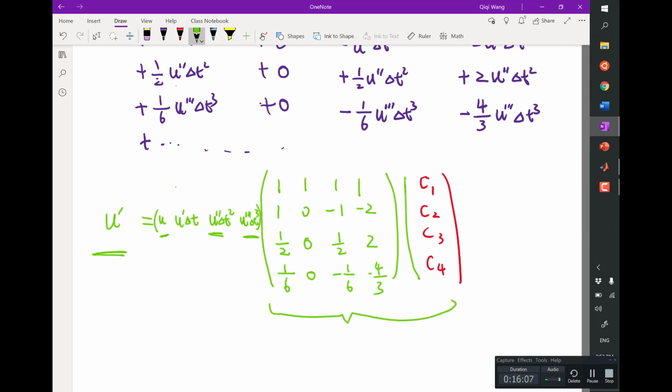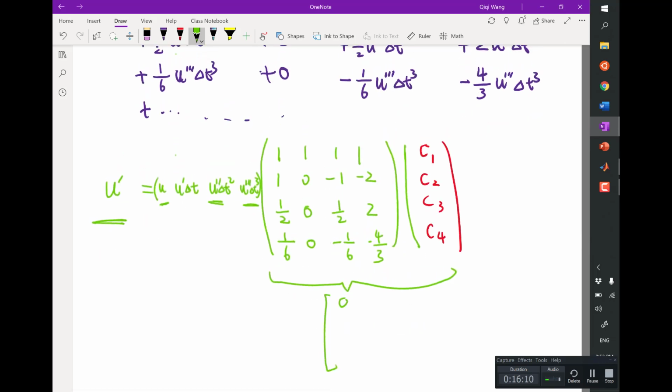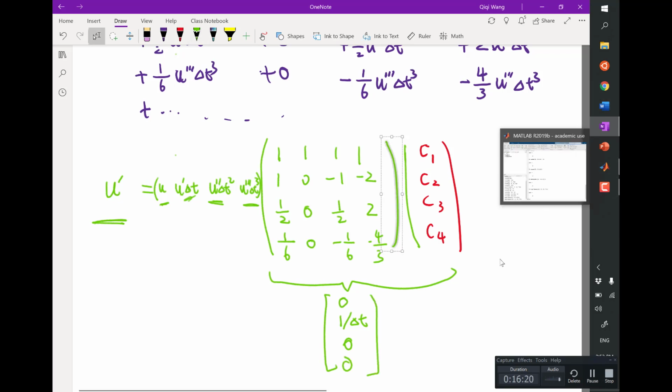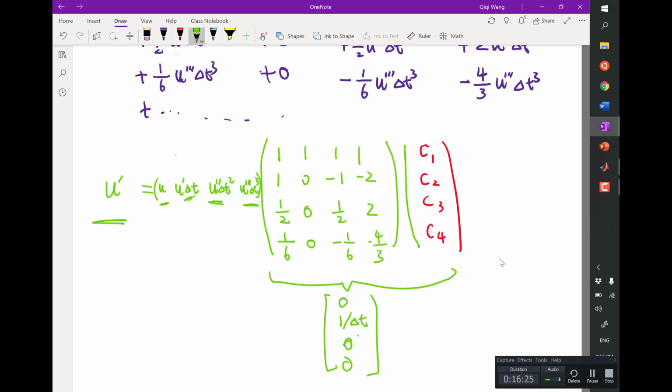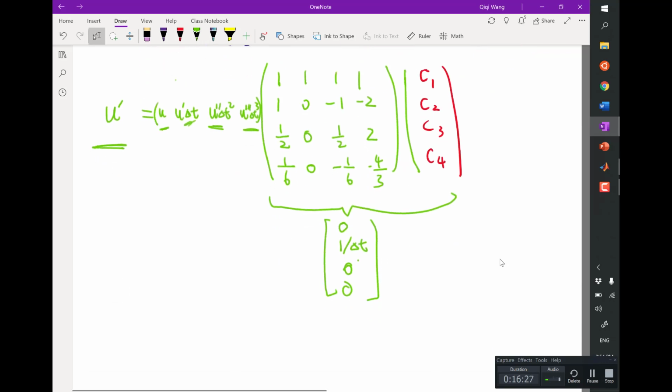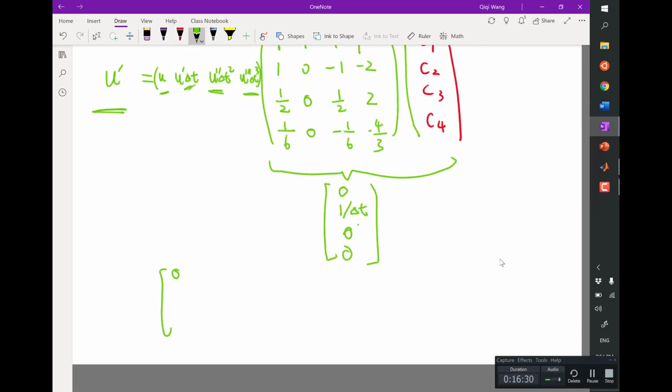What I want to get is a 0, and a 1 over delta t, right? To cancel with the delta t, I want 0 and 0, right? So, because of this 1 over delta t, I actually want to multiply both sides by delta t. So the equation I actually want to solve is 0, 1, 0, 0 equal to that matrix times C1 delta t, C2 delta t, C3 delta t, and C4 delta t, right?